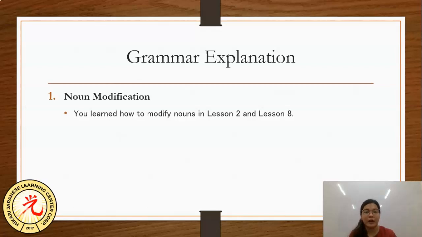As you can remember, napag-aralan na natin how to modify the nouns in lesson 2 and lesson 8, just like the example here. This is lesson 2, Mr. Miller's house. To make it a noun modifier, gagawin natin siyang Mira-san no uchi. Okay? Mira-san no uchi.